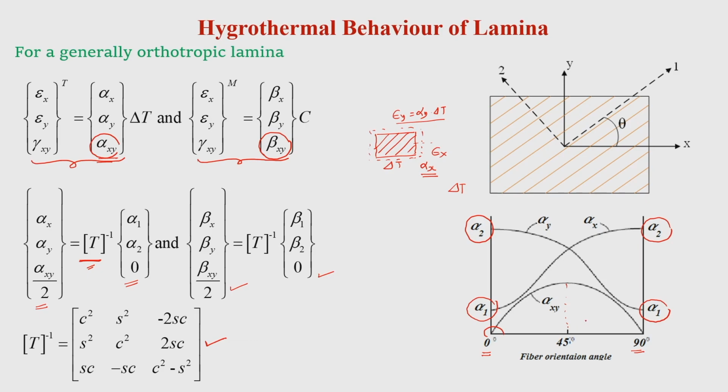Okay. So, just now we made a comment that for some fibers alpha 1 is negative. That means, if alpha 1 is negative, as it varies with theta, there may be some theta where alpha x will be 0. We may find out some theta where alpha x is equal to 0. Therefore, the fact that for some fibers the longitudinal coefficient of thermal expansion is negative leads to the fact that we can design composites having a longitudinal coefficient of thermal expansion of 0.